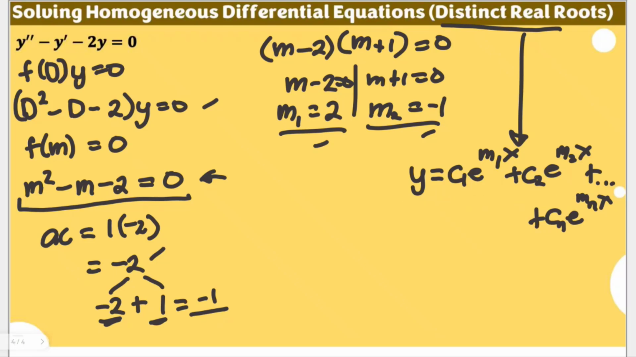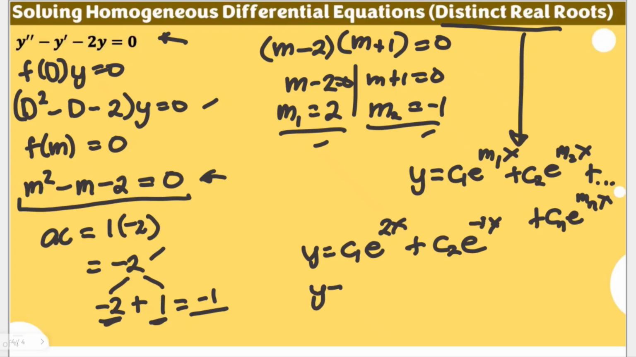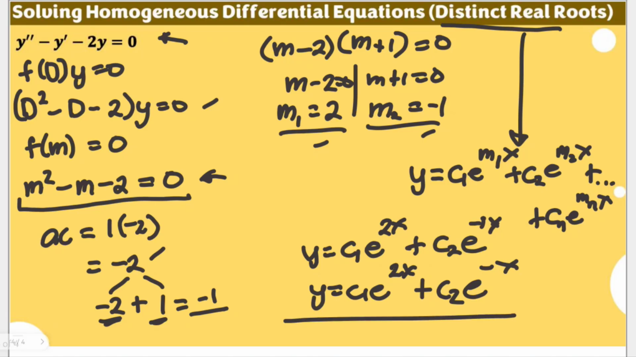Substituting that in our general solution, the solution for this given homogeneous differential equation is y equal to c sub 1, any constant, e to the power of your first root, 2x, plus c sub 2 e to the power of your second root, negative 1 times x. Or simply, c sub 1 e to the power of 2x plus c sub 2 e to the power of negative x. This is the solution of the given differential equation.